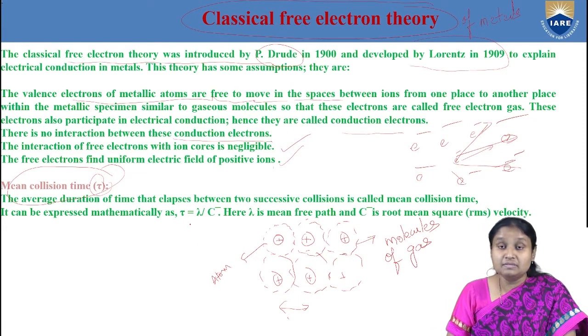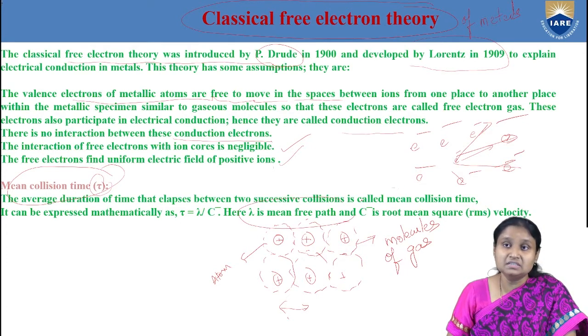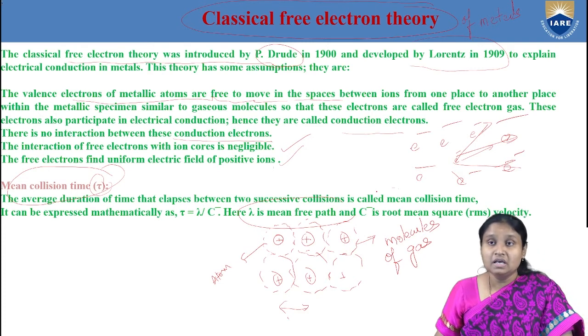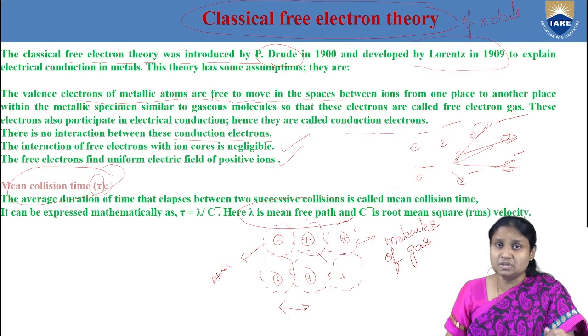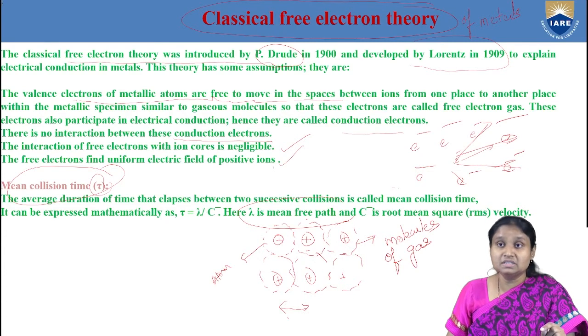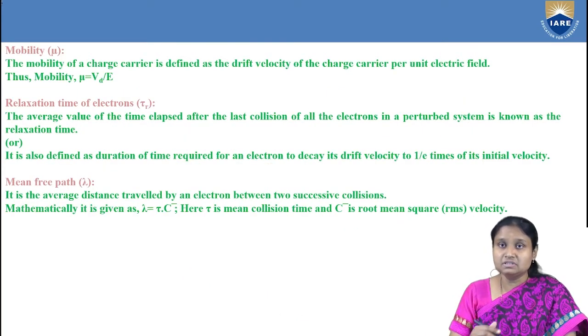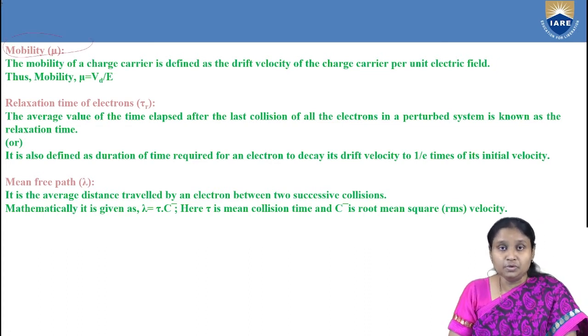When we try to get its mathematical expression, this relaxation time is taken as the ratio of lambda by c. What is lambda? Lambda is called the mean free path, and c is called the root mean square velocity. Why do we talk about root mean square velocity? Because the electrons are not moving in one direction; they are moving randomly in all possible directions with all possible velocities. So if we want to consider velocity, we just take the root mean square velocity. What exactly is mean free path? We'll see that in the further definitions, but before that, we'll talk about mobility mu.